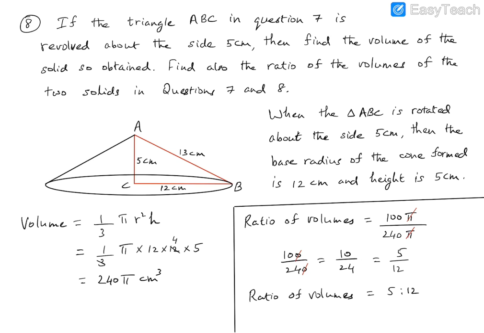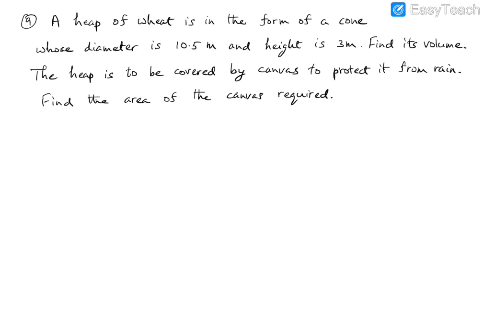So now let us move on to the last question of exercise 11.3, which is question number 9, where we are given that there is a heap of wheat which is in the form of a cone, and it has a diameter of 10.5 meters. So that means the diameter of the base of the cone is 10.5 meters and the height is 3 meters. We are asked to find its volume. So given is the diameter and height. From the diameter we can calculate the radius.